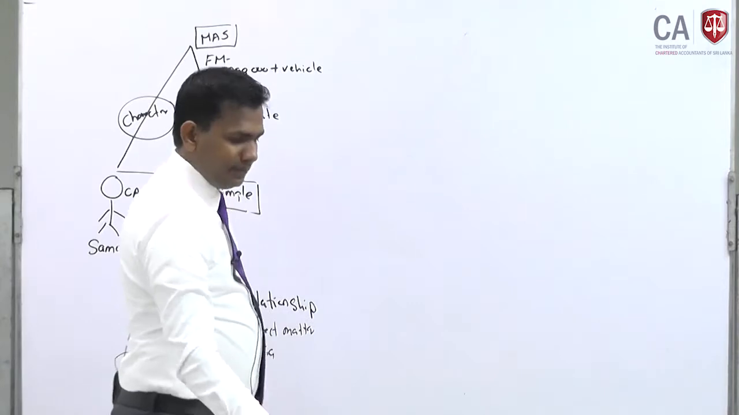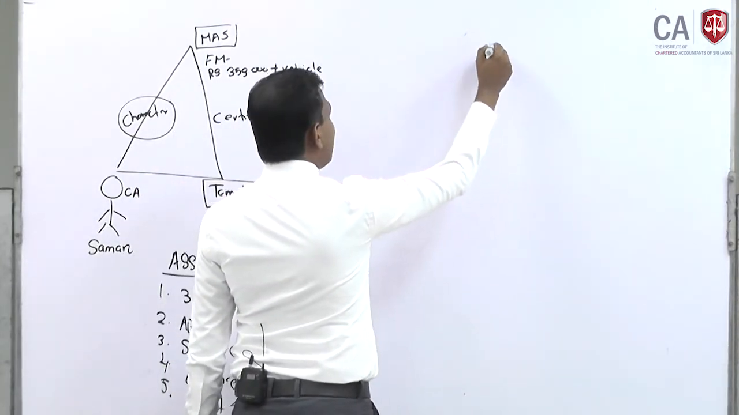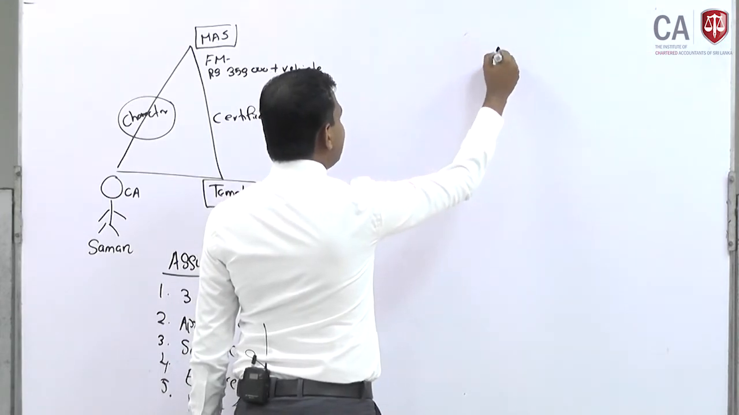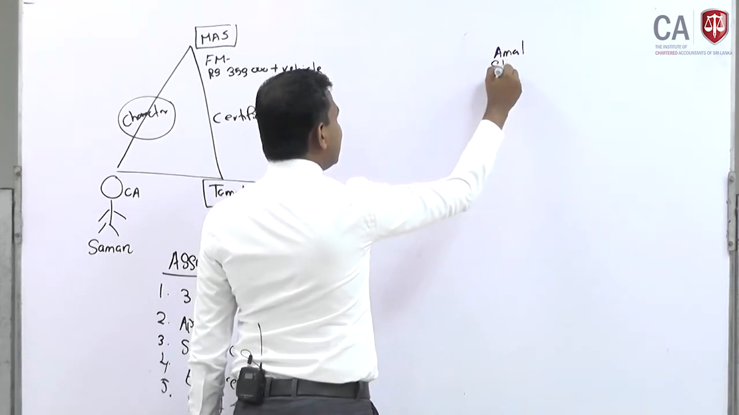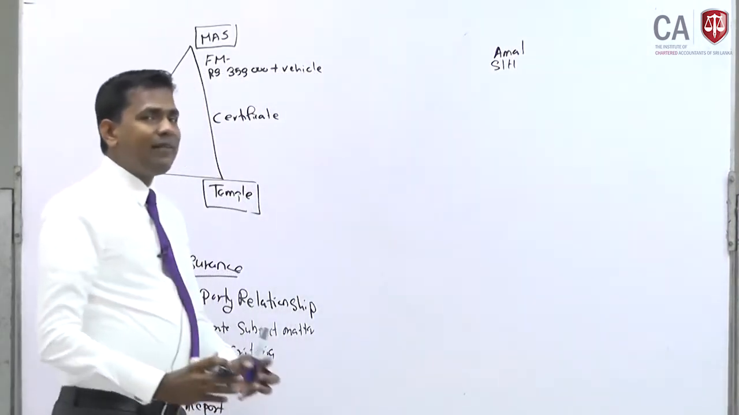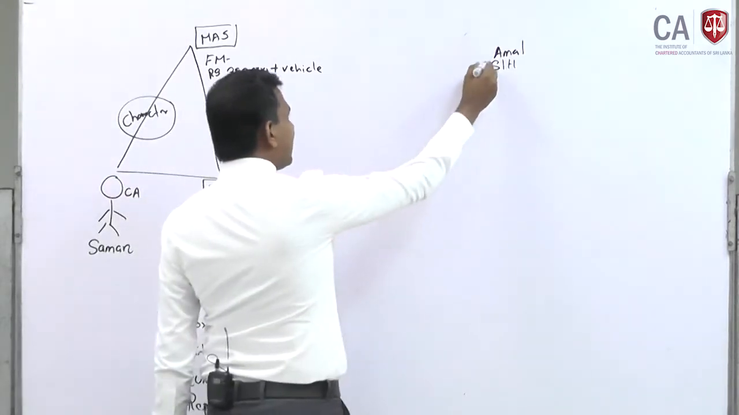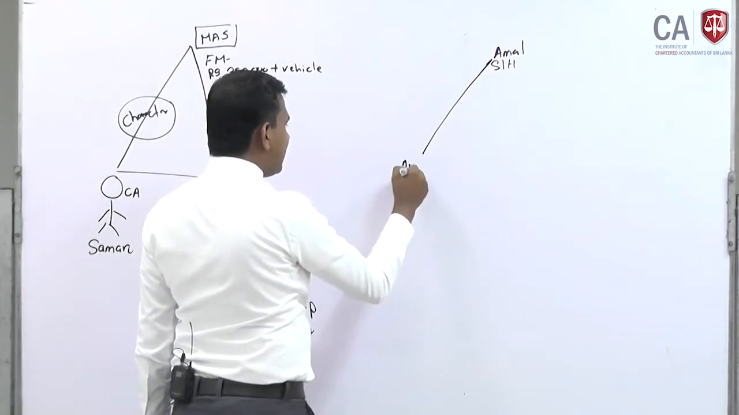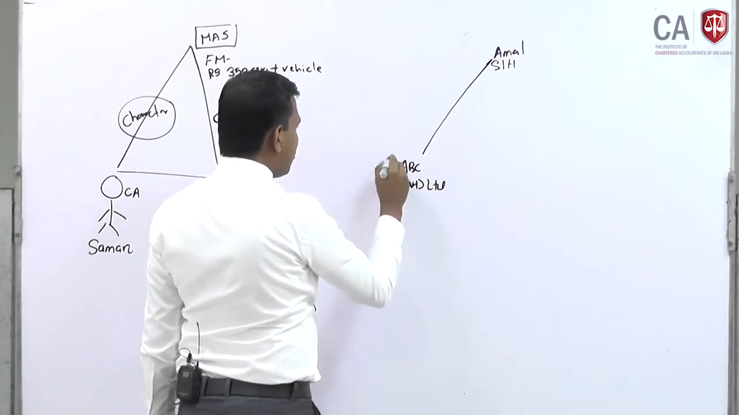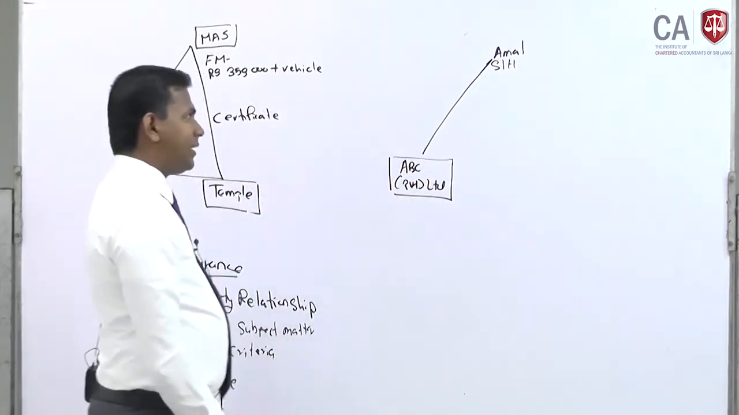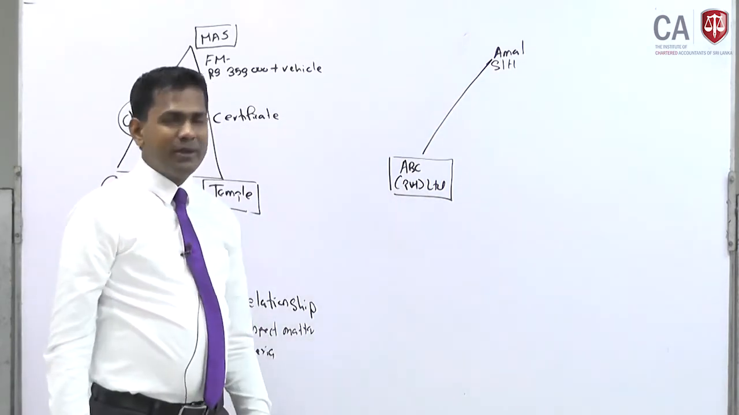I'll tell you from the beginning what's going to happen. So shall we say there is a person called Amal, right? So he is the shareholder, but he doesn't have time to engage in the business activities. So what he does, he incorporates a company called ABC Private Limited. Amal is a shareholder. Amal has the money. Amal invests in a company called ABC Private Limited.